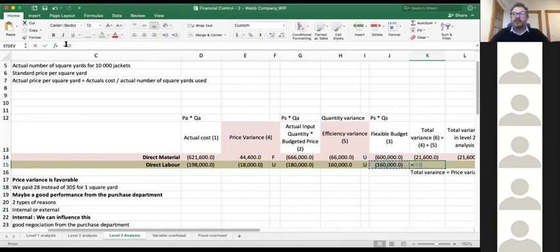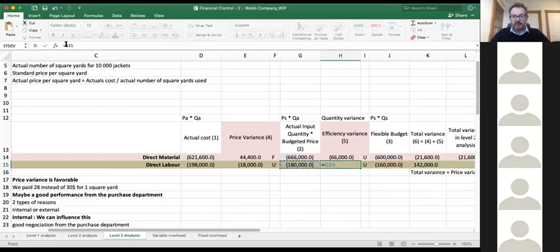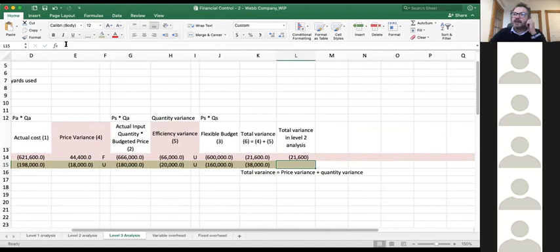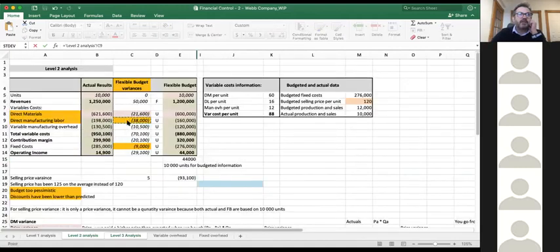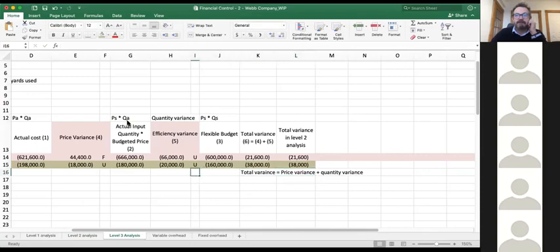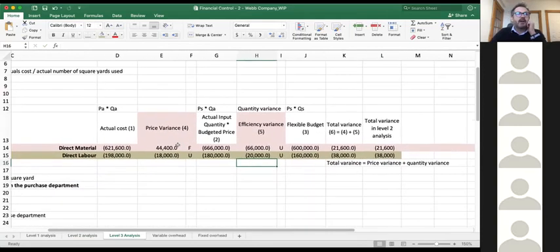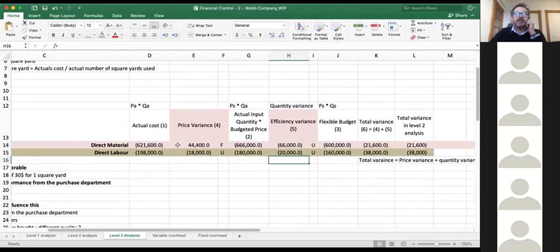Sorry, I'm not taking the right information. So I've got a problem with my efficiency variance. Okay, better. And so that got 38. And let's check that this is what I have. Also 38. Okay, so that's correct. So this is what we can do here.